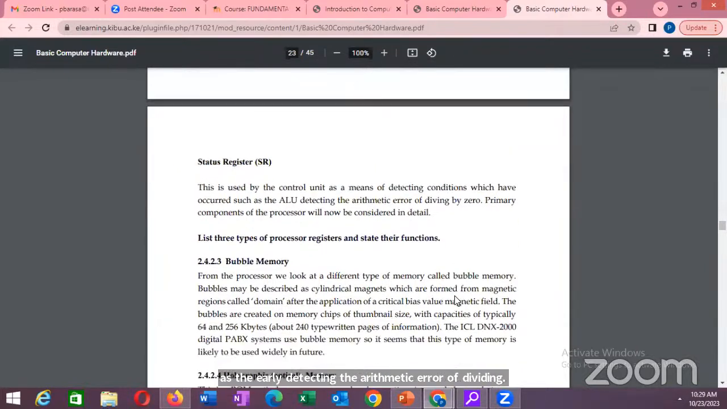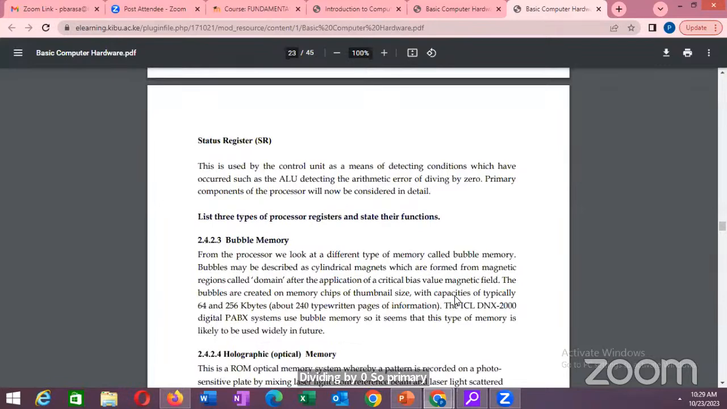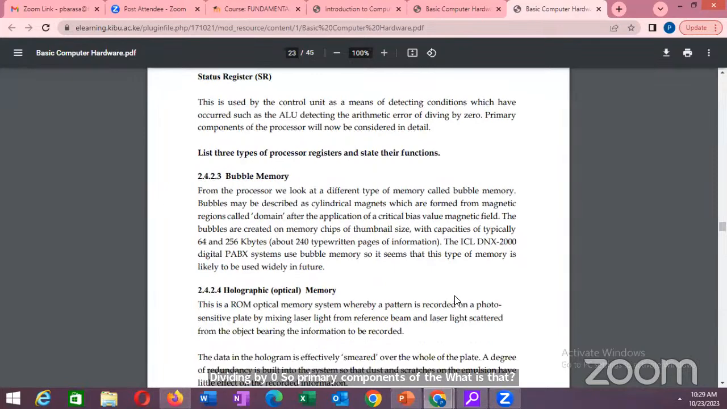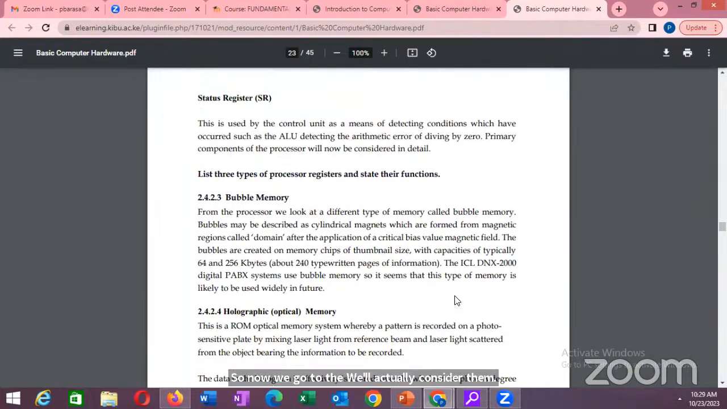The primary components of the processor will now be considered in detail, but it's very important for you to know all this. Can you list any 3 types of processor registers and state their functions? That's something you need to know. You should be able to list the types of processor registers and state their functions.